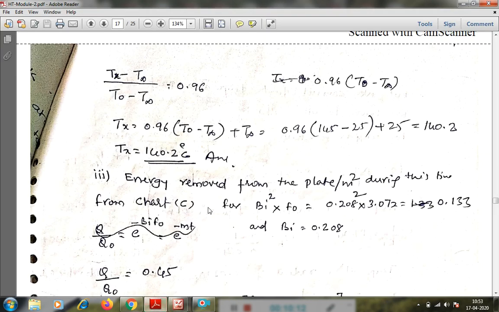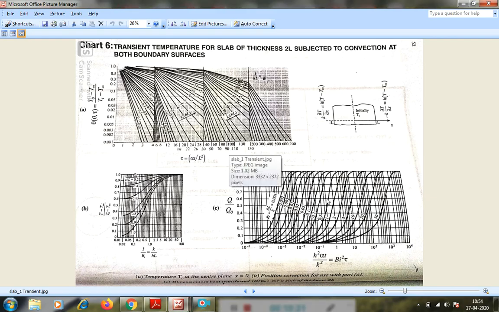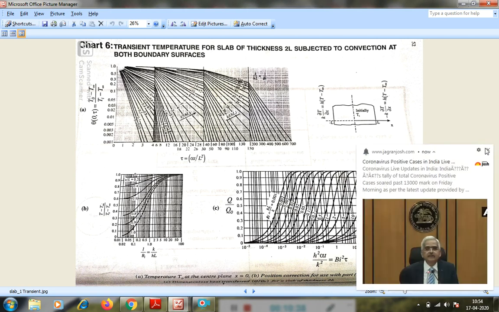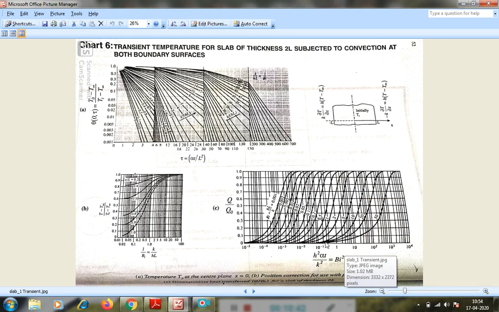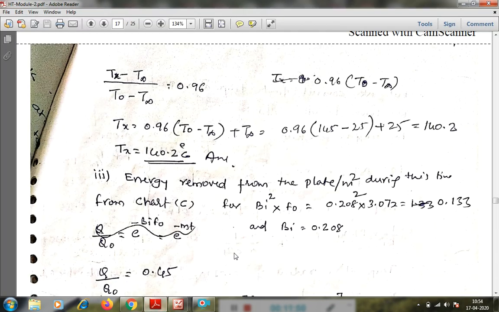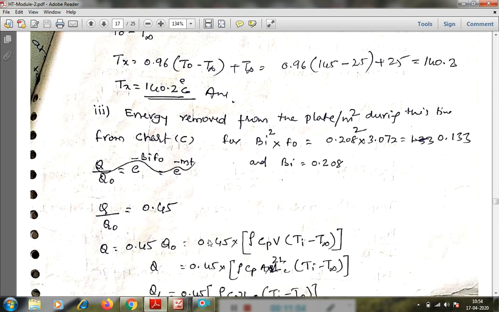From chart C, the Biot number square into Fourier number we got is 0.133. Then the Biot number is 0.208. For this 0.208 and 0.133, if you plot on the curve, this is 10 raised to minus 1, that is 0.1, and this is 1. The 0.133 is somewhere here, and this is the 0.208 curve. After plotting, exactly we get the value 0.45.